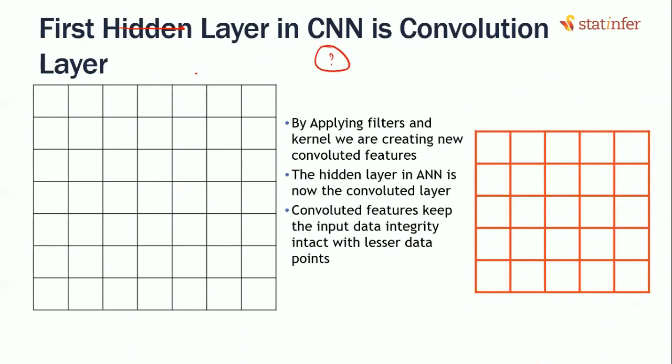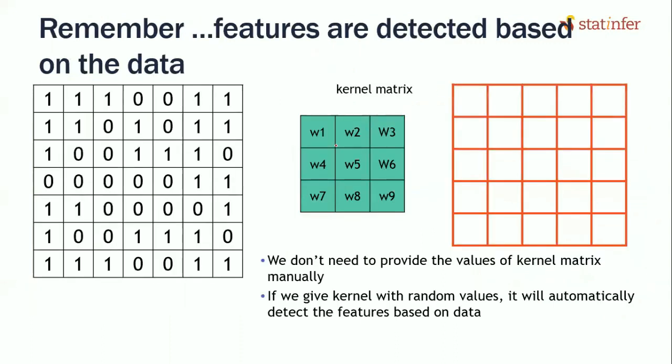How is the convolution layer created? By applying filters. What are filters? Filters are nothing but some matrices, kernel matrices. How do you come up with this kernel matrix? Can you create your own kernel matrix? You cannot create your own kernel matrix. You give them random weights. You start with random weights. Automatically these kernel matrices will transpire to feature detection matrices.